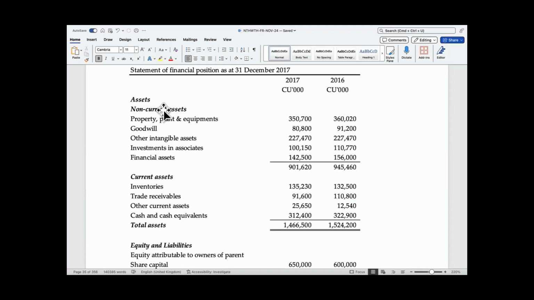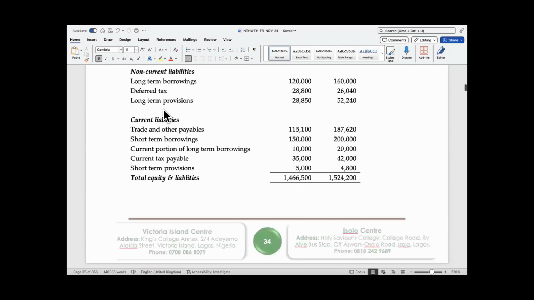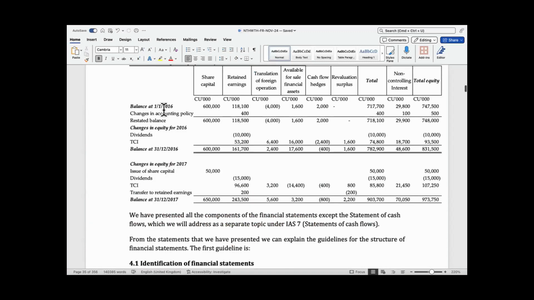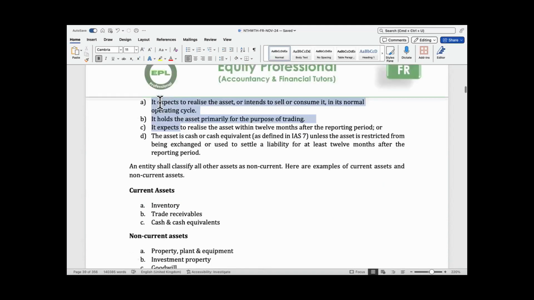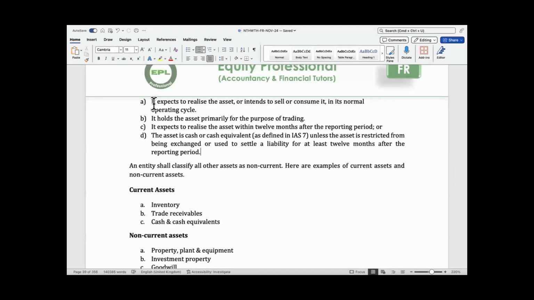So IAS 1 actually defined what a current asset is. I'll quickly like to show you that. So we're done with that. It defined what a current asset is here. It says that a current asset is an asset that an entity expects to realize, or intends to sell or consume in its normal operating cycle. So that's how this standard sees a current asset. It's something you should realize. It's something you should make money from. It's something you should sell within your operating cycle.